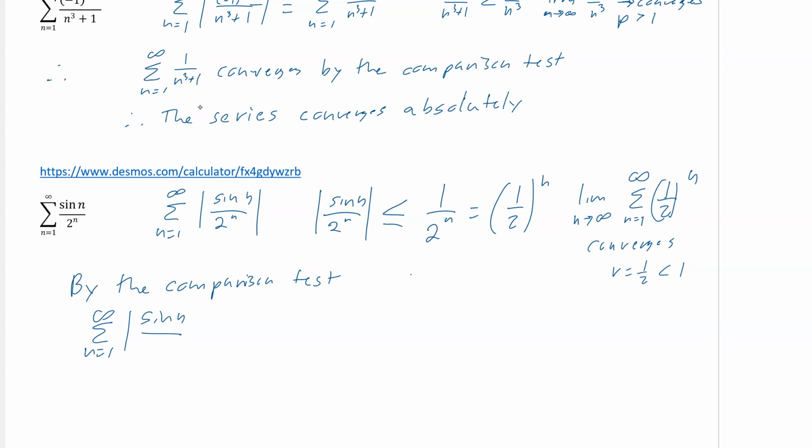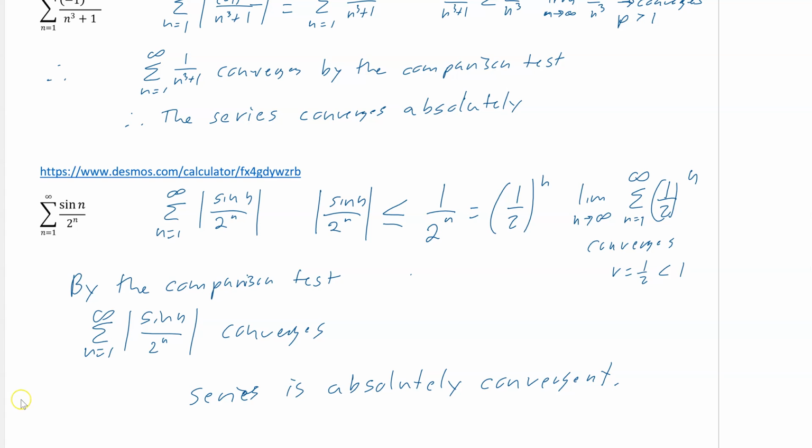Of sine of n over 2 to the n converges. And that means our series is absolutely convergent. So if we take a convergent series and we put absolute values around it, and the sum of the absolute values of the terms converges, then we say it's absolutely convergent. And if that absolute value doesn't converge, then we would just say it's conditionally convergent. And if it diverges, it's divergent. So that one's not something you have to really worry about right now.